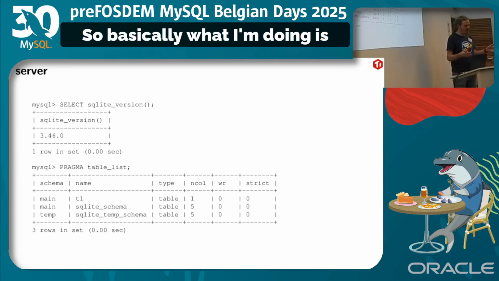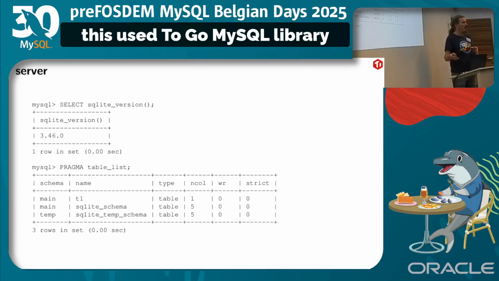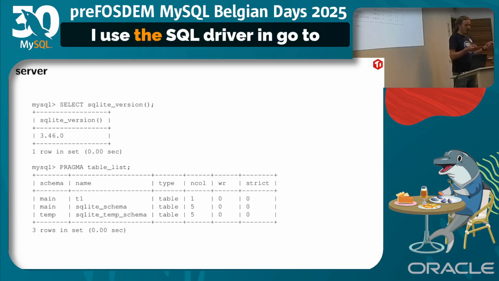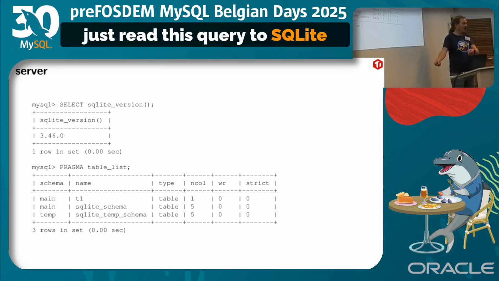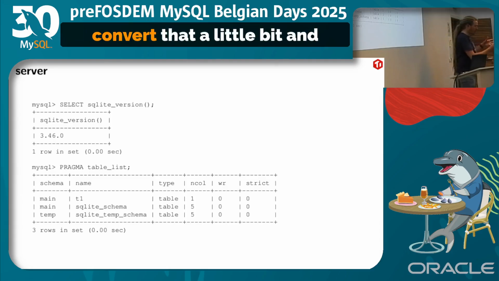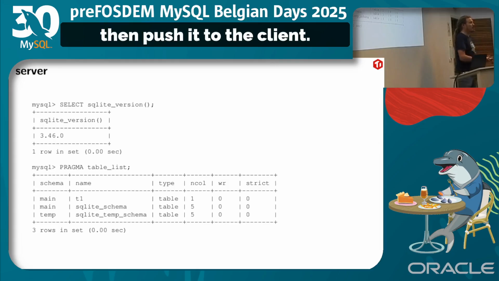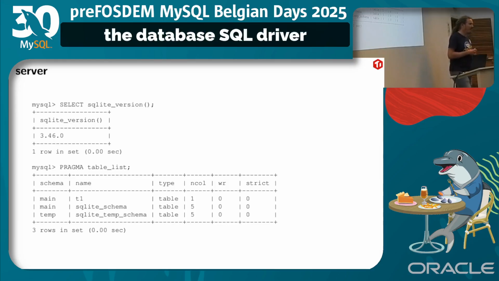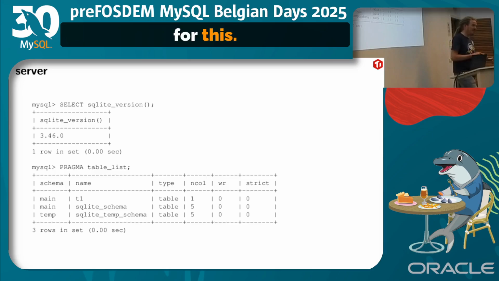So basically what I'm doing is this. I use the MySQL library to start a server. Then I get the query. I use the SQL driver in Go to just send this query to SQLite. And I get the result back. And I convert that a little bit and then push it out to the client. Worked quite well. Is that using the database SQL driver? Yes.